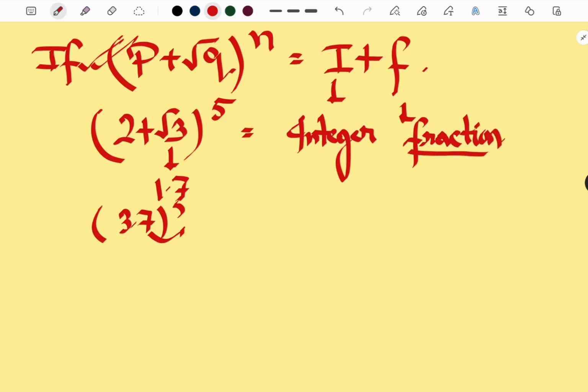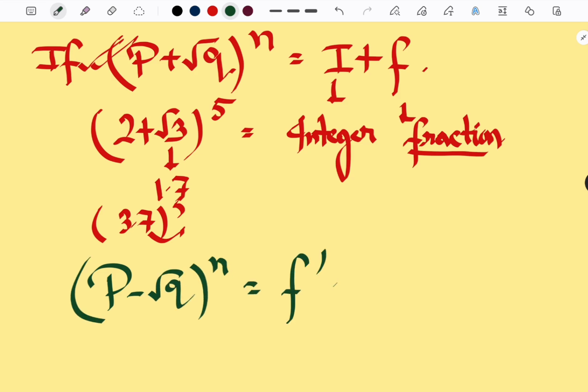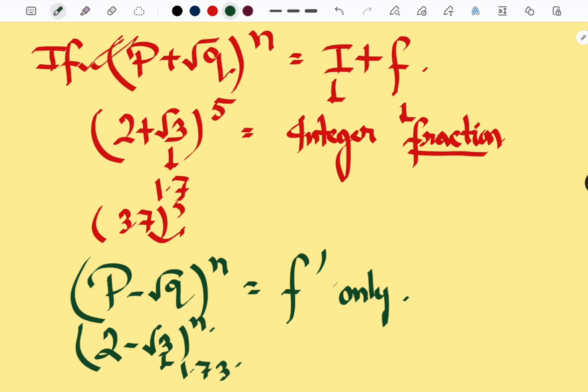Now obviously, if this is the case, then (p − √q)^n will be f dash. Why f dash only? For example, 2 + √3, so (2 − √3)^n. Now √3 is 1.732, so if I subtract 1.732 from 2, what value will we get? We will get 0.2 something. So when I raise it to power n, it will only give me fractional values, that's why we'll consider this as f dash.